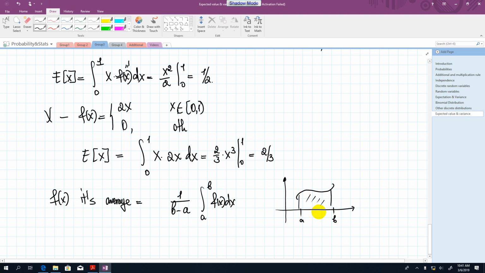Here, we're doing this differently, right? We're multiplying f of x by x and integrating this over this region. So it doesn't give us the average value of the density function, right? It gives us the average value of the x. Okay? What x do I need to choose here?